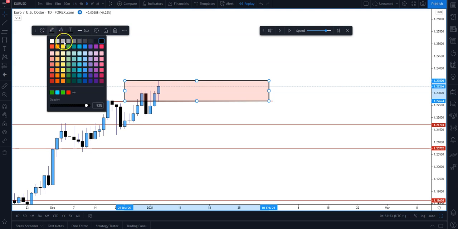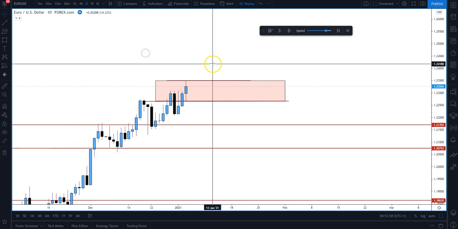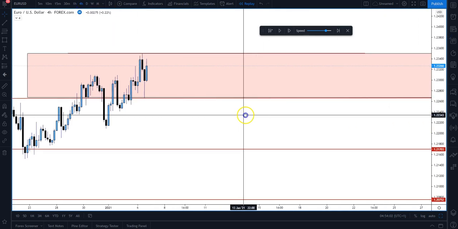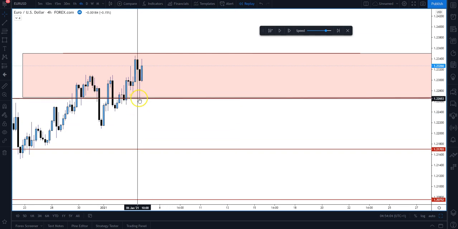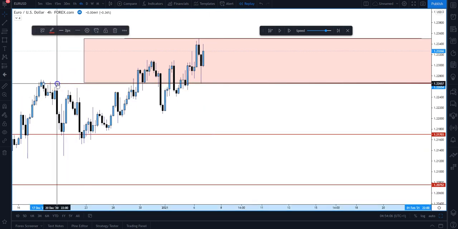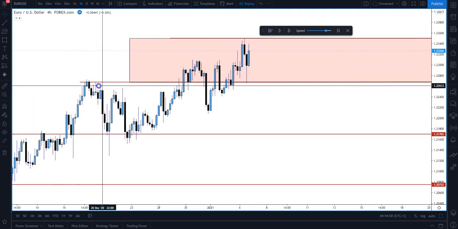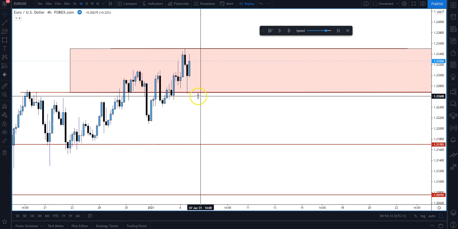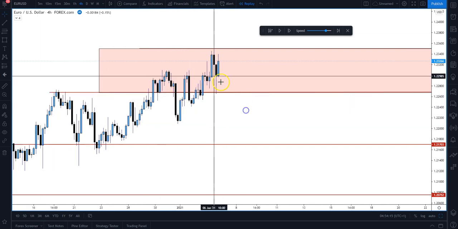Because remember, we're doing this on a higher time frame. So now let's just tone that down. We go down to the 4 hour. This is going to play as our support resistance zone. And as you can see, this is also where an order block is. We have another one right here, and this is a significant zone.